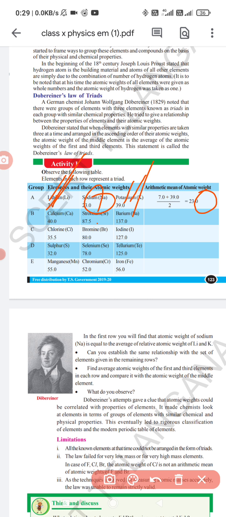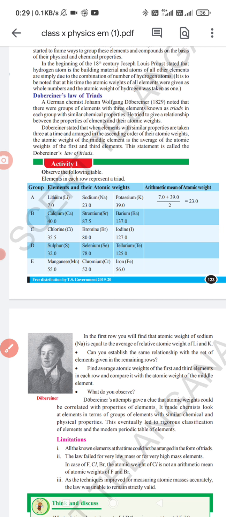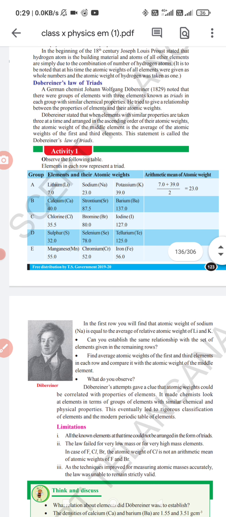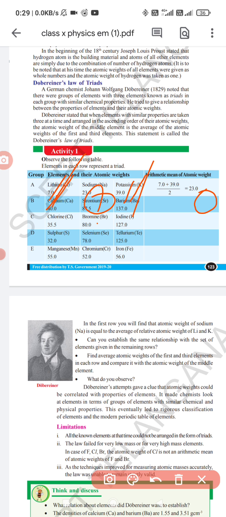So now, after understanding these examples and this table which is present in activity 3, we will understand the statement of Dobereiner which is given here. I said that first of all we will understand the activity. We will take an example. So we will go through the statement once.